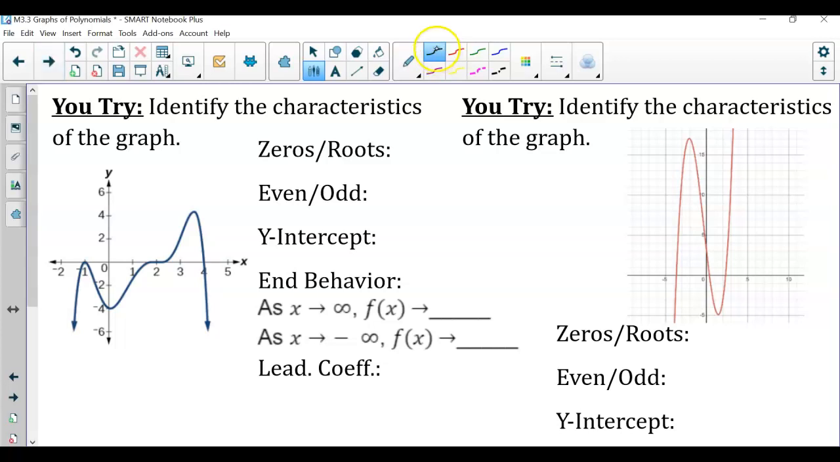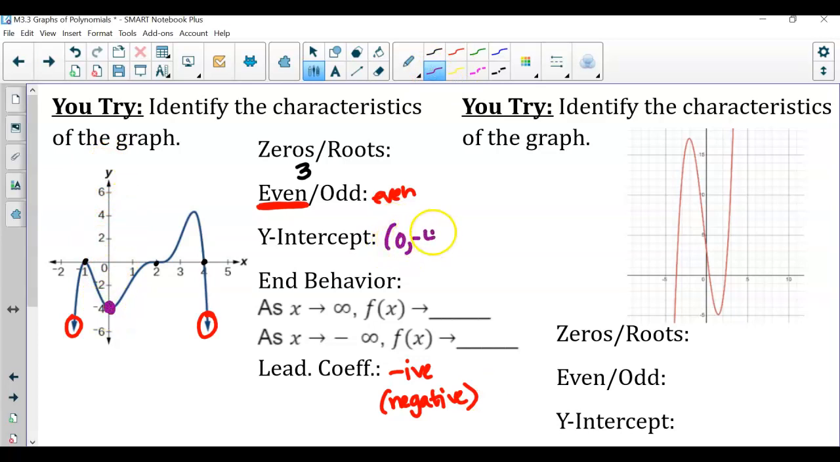And here we go. So how many zeros or roots? 1, 2, 3. There are 3 zeros, 3 roots at -1, 2, and 4. Is this even or odd? It is even because both ends are going in the same direction. And technically, I'll jump down to my leading coefficient. If they are both going down towards negative infinity, then my leading coefficient here is negative. And I'll write out the words again: negative leading coefficient.